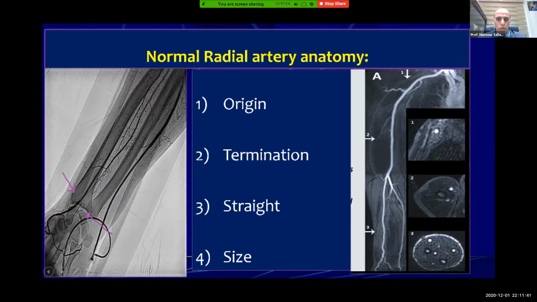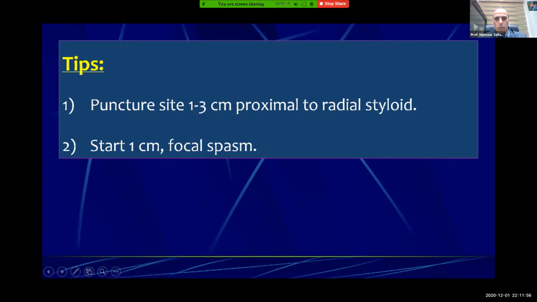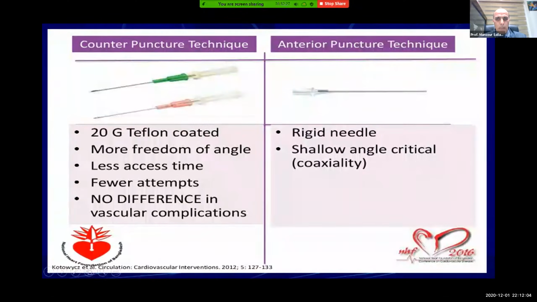The superficial palmar branch is usually a small artery that may bifurcate at the styloid process, and if you puncture there, be sure you will fail to get it. It is a spastic, very small artery, it will occlude, and you will make trouble from the beginning. So puncture 1 to 2 centimeters proximal to the radial styloid, and start at 1 centimeter, because you anticipate focal spasm. If no focal spasm, I think you can, no problem.